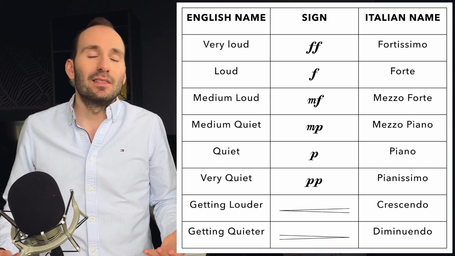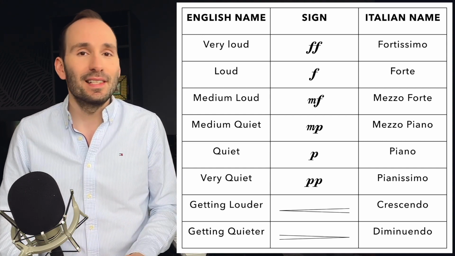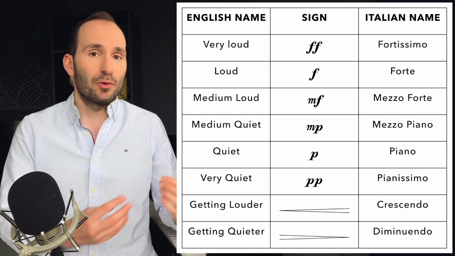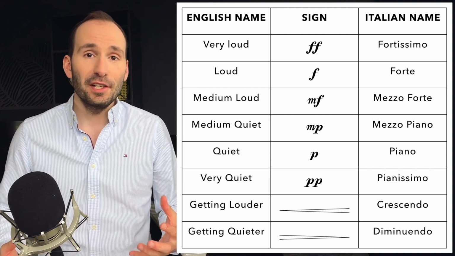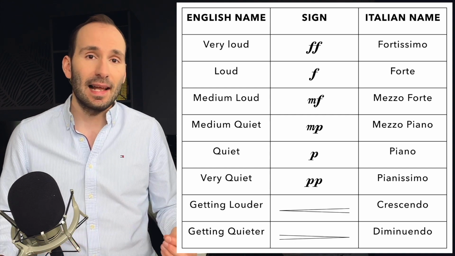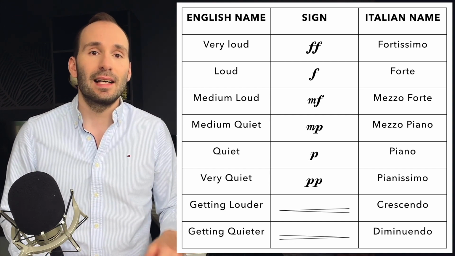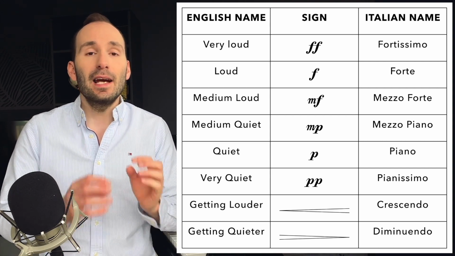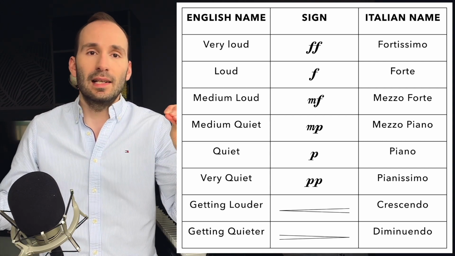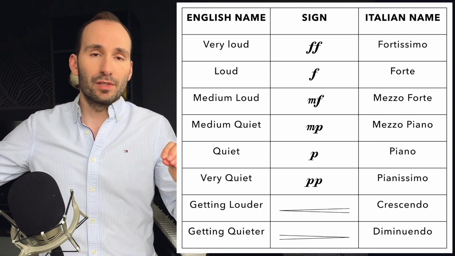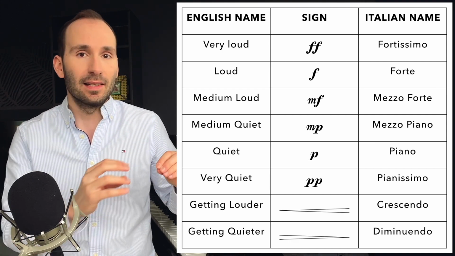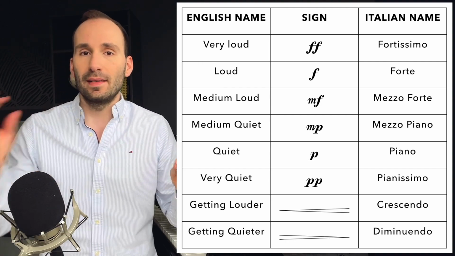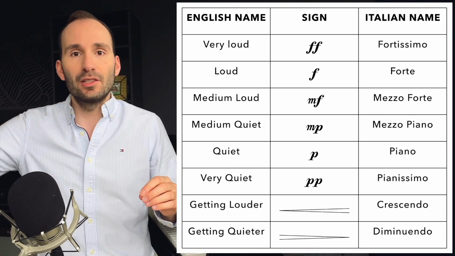But what happens if I want to change the volume continuously? In that case, we use transitional signs, which is crescendo or diminuendo. Crescendo in English means getting louder, and sometimes you see a sign which looks like a hairpin, which you can see on the screen, and the hairpin is getting louder, so closed on the left side and opening up towards the right side, and that means you're getting louder continuously, little by little. So not quiet and loud, but quiet to loud.